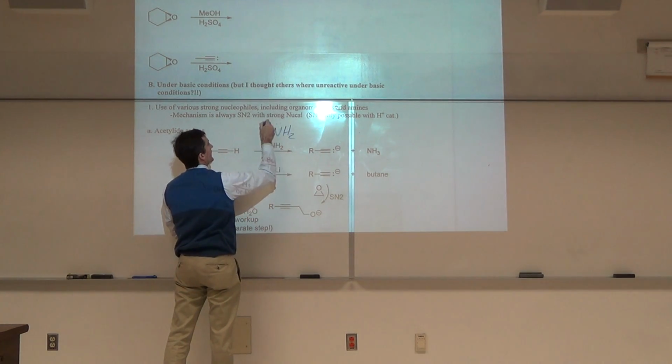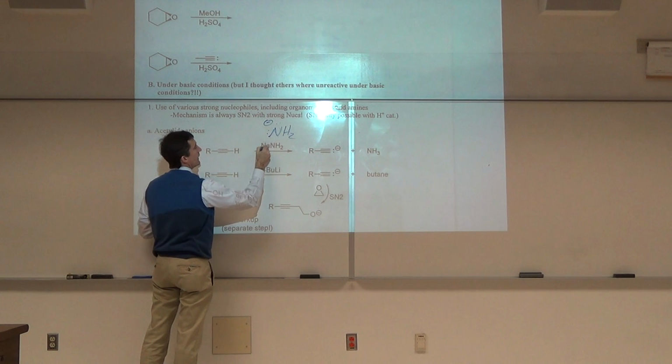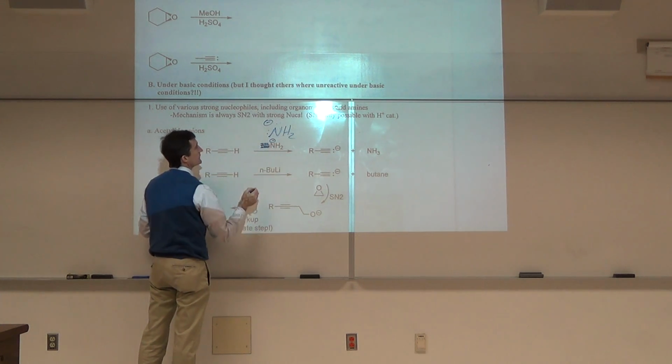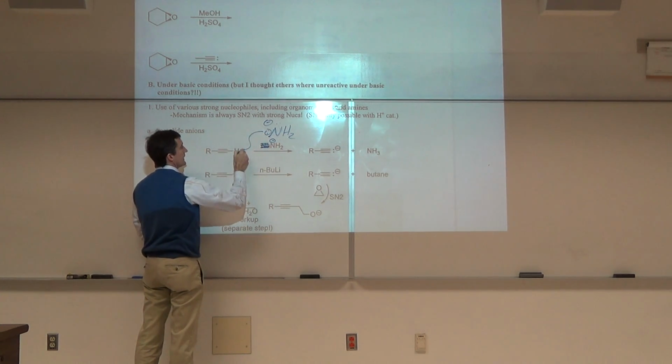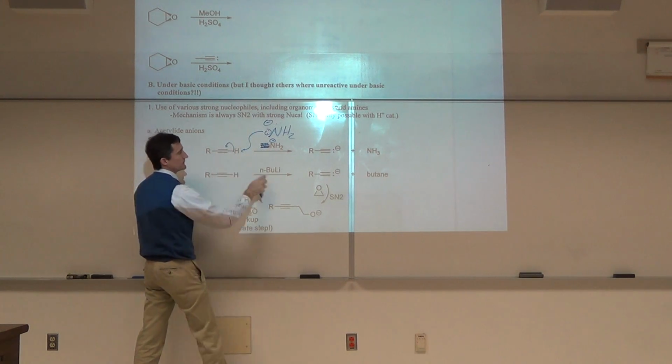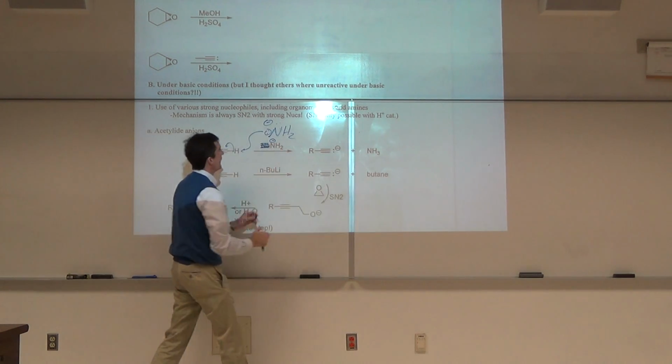It's an NH2 minus, right? Because sodium is plus, we get rid of the spectator ions. These electrons take the H. These electrons stay behind. What do you get? Lone pair on the carbon.